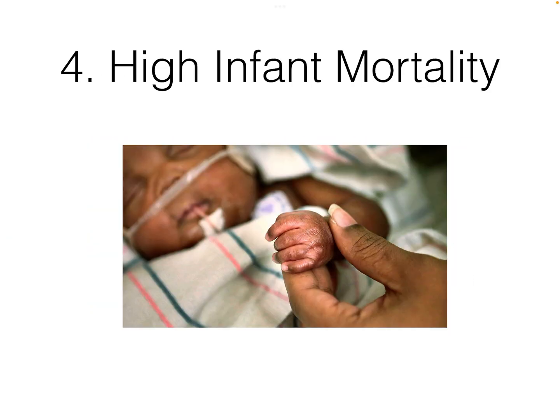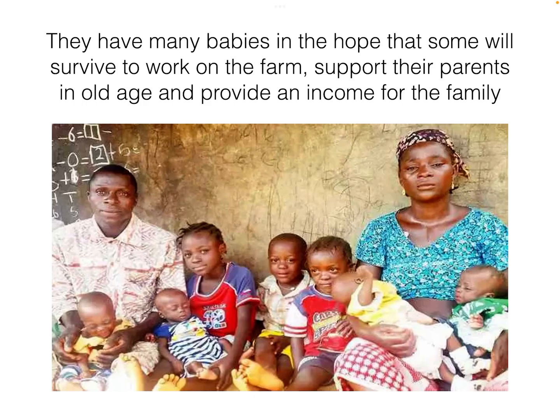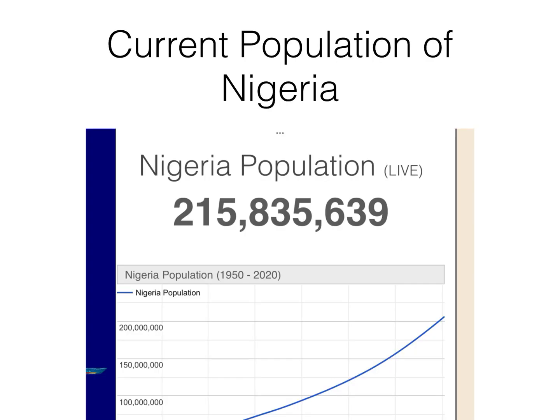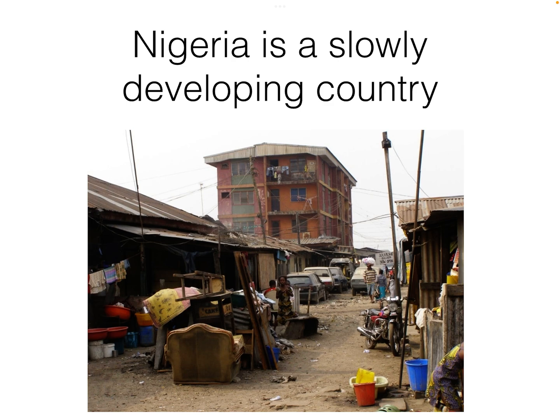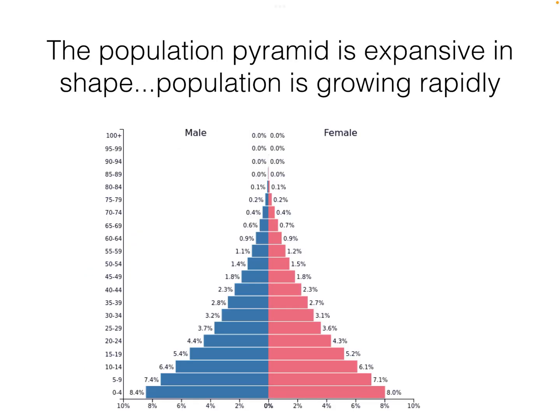High infant mortality as well. Okay, they have a lot of children because they fear their children will die, so they just keep having a lot of children in the hope that they'll be there to look after them in future. So they have a big population there. In Nigeria, 215 million people. That's a lot. It's a slowly developing country. They still have a long way to go to develop education and develop healthcare. So their population pyramid is definitely expansive.